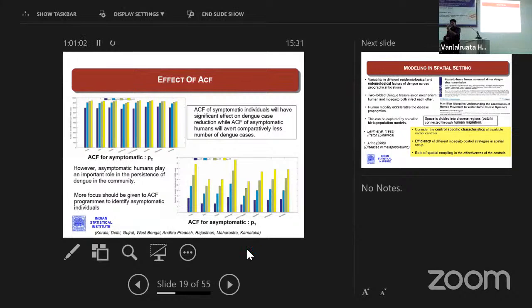So as you see, not only the symptomatic ones, if we can introduce active case finding for dengue, which, as I mentioned, has not yet been implemented in our country, the number of dengue cases could be reduced. I have shown this from the data set of our 8 states of our country. Okay.